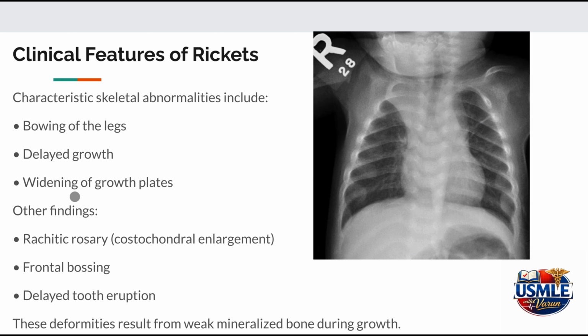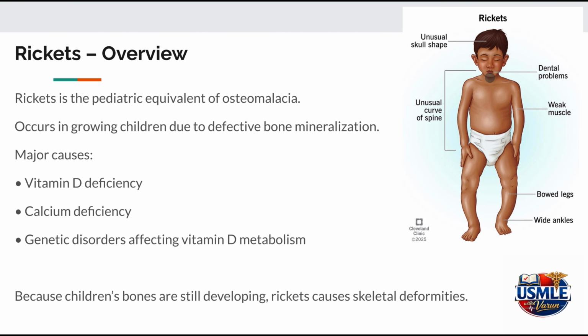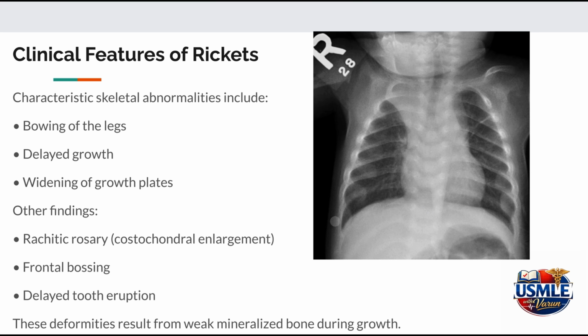Other classic findings include rickety rosary, which is enlargement of the costochondral junctions. We can see the enlargement of the costochondral junctions on this particular X-ray, where there are hyperlucent areas at the costochondral junctions. The costochondral junction is the place where the cartilage and the rib cage bones meet. And we can also see frontal bossing of the skull and delayed tooth eruption. There's an unusual skull shape, and there are also dental problems.